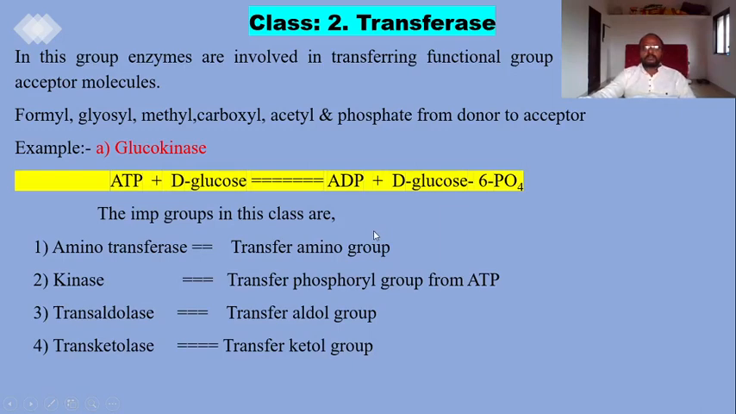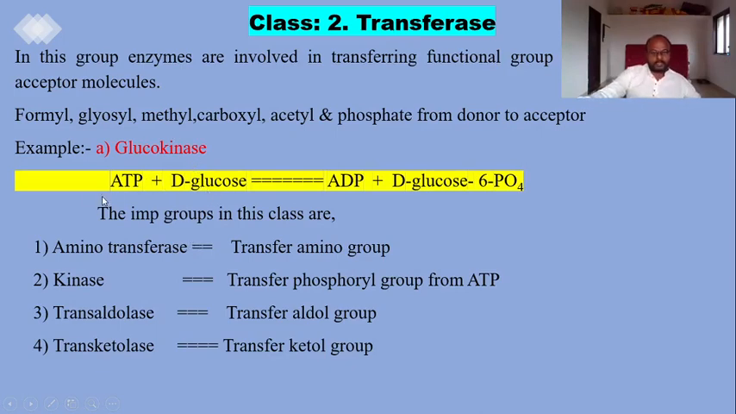The second class is transferase. In this transferase class, the enzymes included are those involved in transferring a functional group between a donor and an acceptor molecule. For example, the groups formyl, glycosyl, methyl, carboxyl, acetyl, phosphate, from donor to acceptor. The example of this transferase is glucokinase.